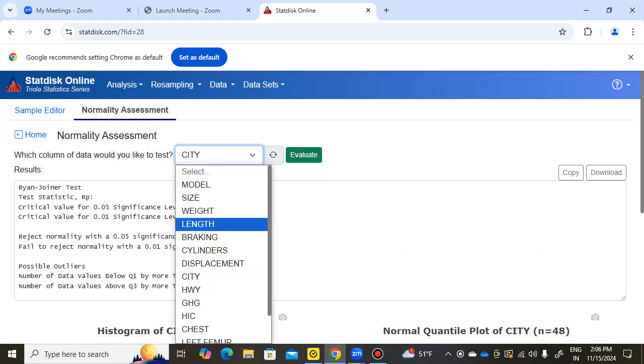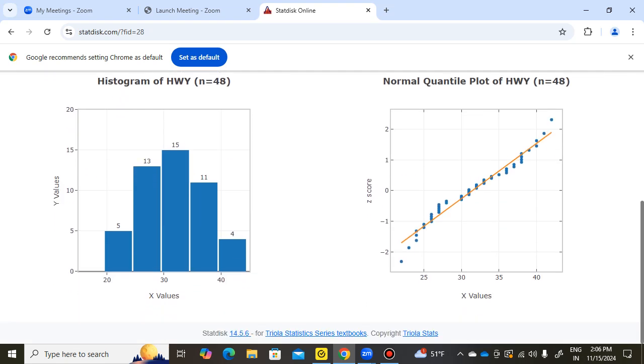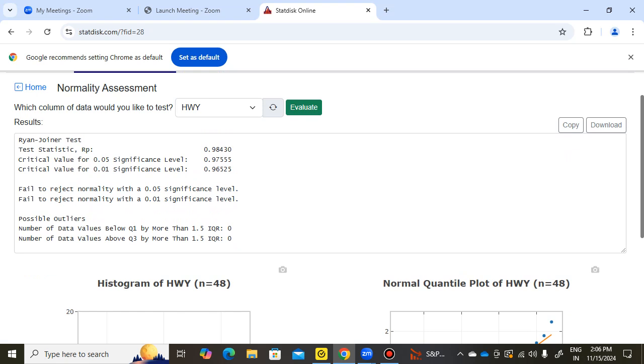Okay, let's look at the highway. Here, bell curve for your histogram. Normal quartile plot, very similar. It's somewhat of a straight line. Oh, my tablet is saving it again. The outliers are 0, and here we fail to reject.